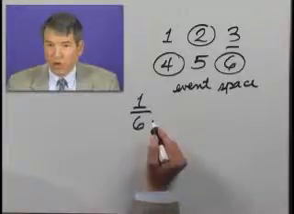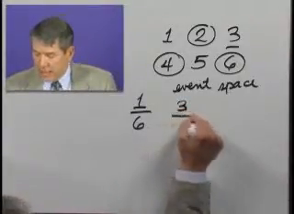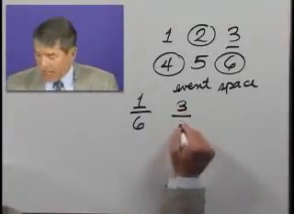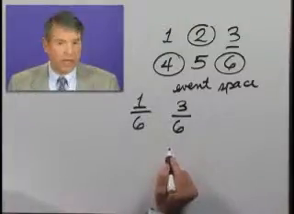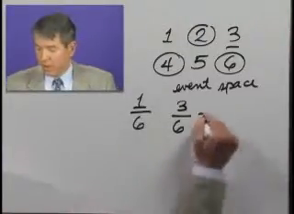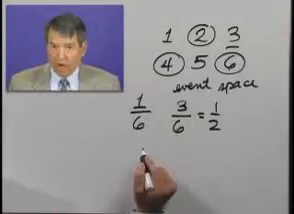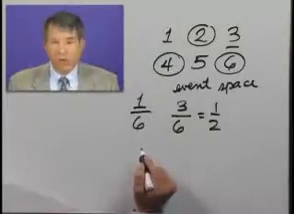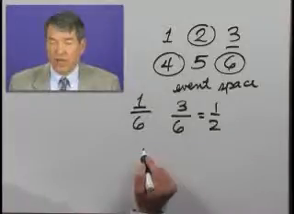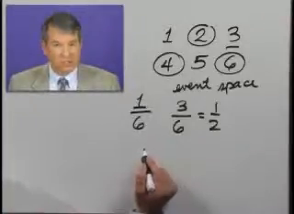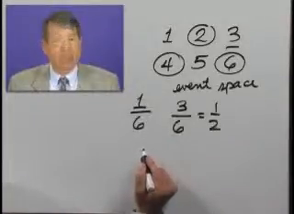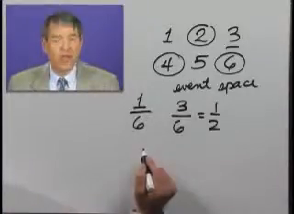That probability is going to be 3 successful outcomes out of 6 possible outcomes in the event space. We could reduce that and say the probability is 1/2. If you'd rather, you could express 1/2 as a percentage and say the probability is 50%. And that is how you compute a probability.